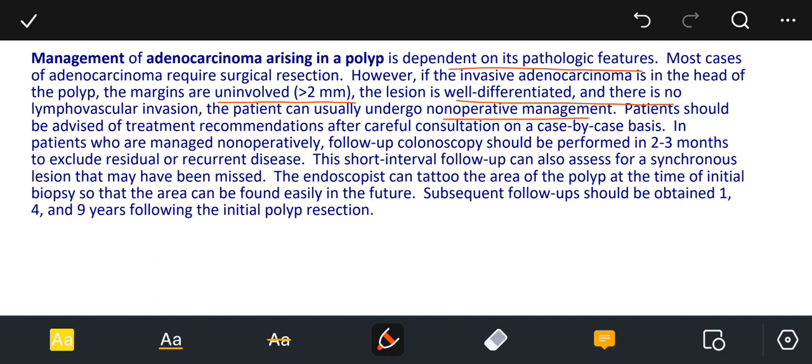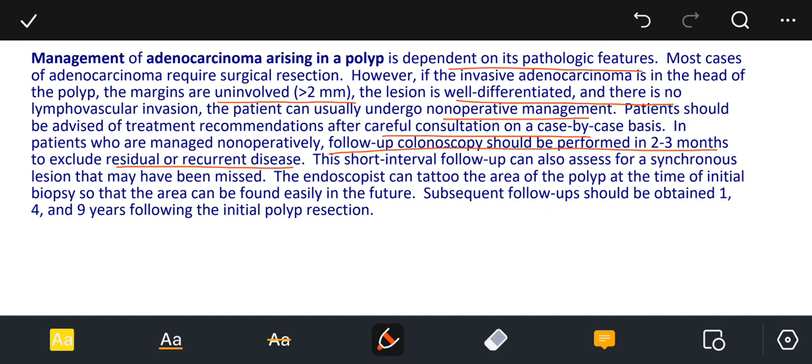Patients should be advised of treatment recommendations after careful consultation on a case-by-case basis. In patients who are managed non-operatively, follow-up colonoscopy should be performed in 2 to 3 months to exclude residual or recurrent disease. This short interval follow-up can also assess for a synchronous lesion that may have been missed.